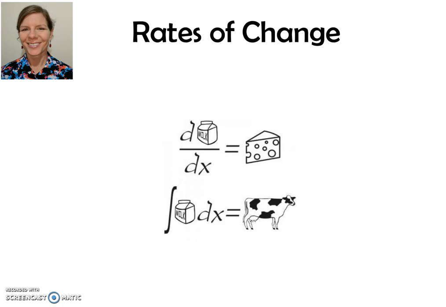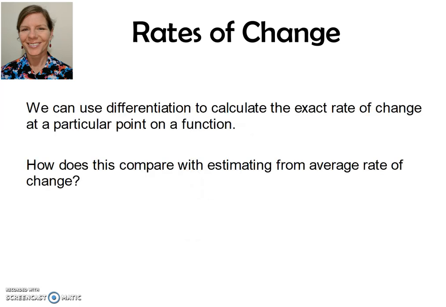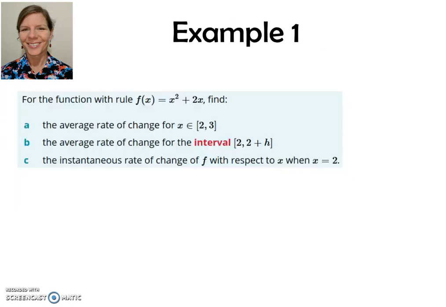And then we'll look at a question that is more of a modelling and applied kind of question and have a think about what it means in terms of that context. So we can use differentiation to calculate the exact rate of change at a particular point on the function, which is the whole reason that we're trying to do this. But how does it compare with estimating from the average rate of change? So we sort of did this at the beginning of the chapter when we looked at average rate of change over a particular time interval and then looked at how that compared with the instantaneous rate of change. But there's a nice little question here that kind of wraps it all up together, so I'll do that for you and we can have a look.